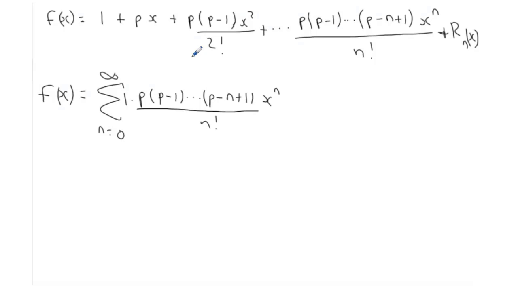Then when n is 1, you're going to have 1 times p times x to the 1 over 1 factorial. That's where you get your px from. And so there is a 1 here, but the reason why it's the same is that if you have 1 times something, it doesn't actually do anything. So I've been asked to express it without this 1, so we're going to remove it like that.